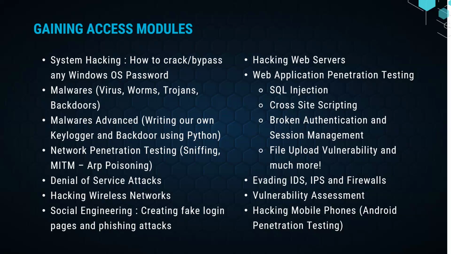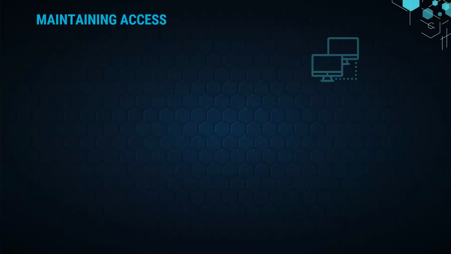And once that has been successfully completed, finally you check for maintaining access. Basically, if I've attacked a device, I will now check for persistent connections, which means if I've attacked your phone, I should still be connected to your phone even if you restart it.